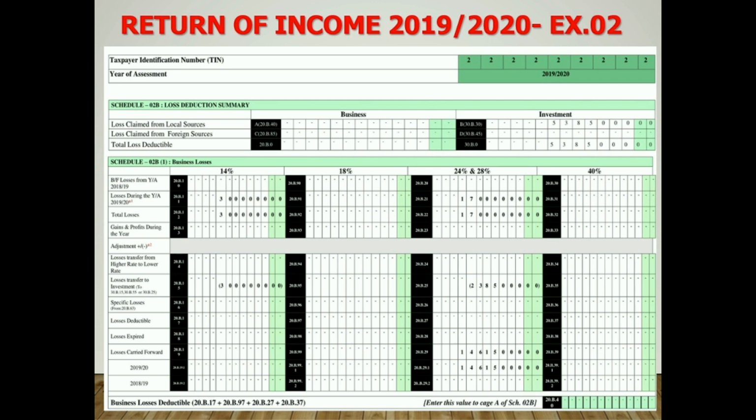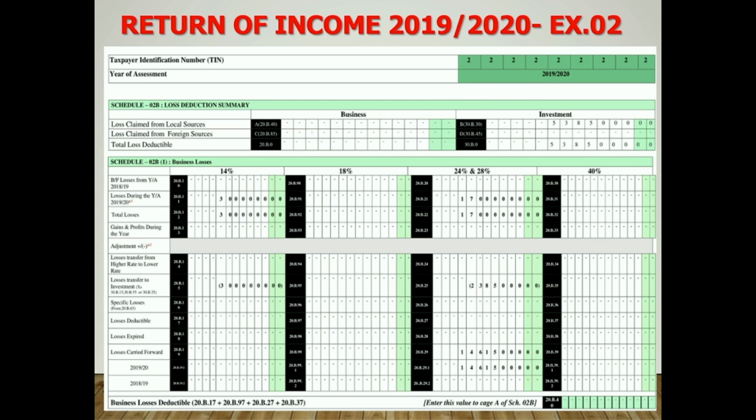Thereafter, with schedule 2B, we can fill the loss schedules. There also you should start from subschedule 2B1, which is available for business losses. These schedules have been prepared to facilitate the loss deduction in accordance with Section 19 of the Inland Revenue Act. First, your business loss should be categorized according to the applicable tax rates and then entered into the relevant cages.